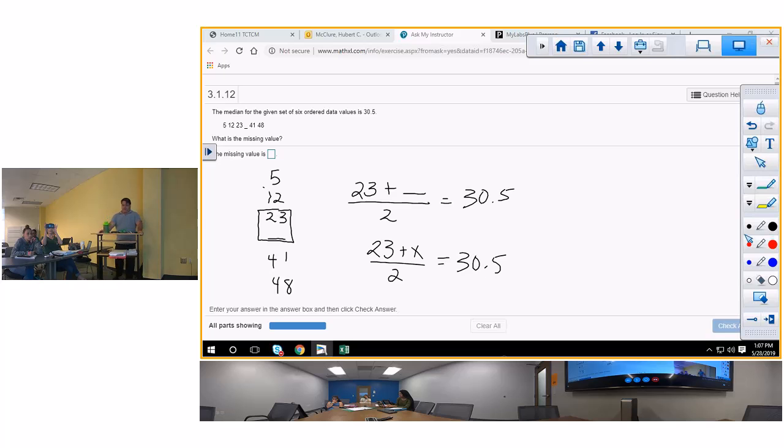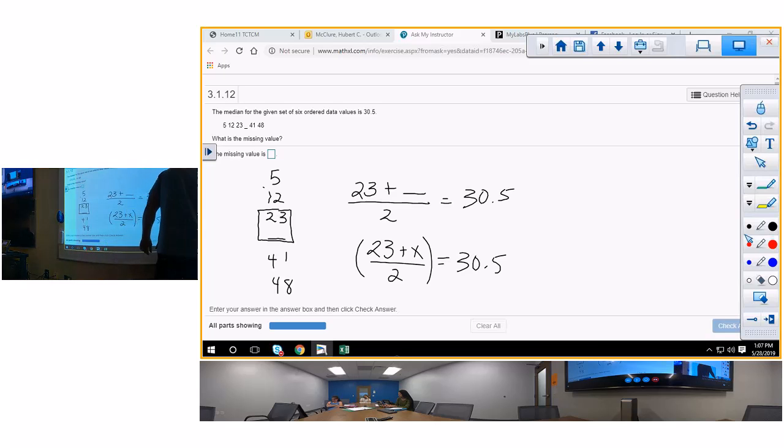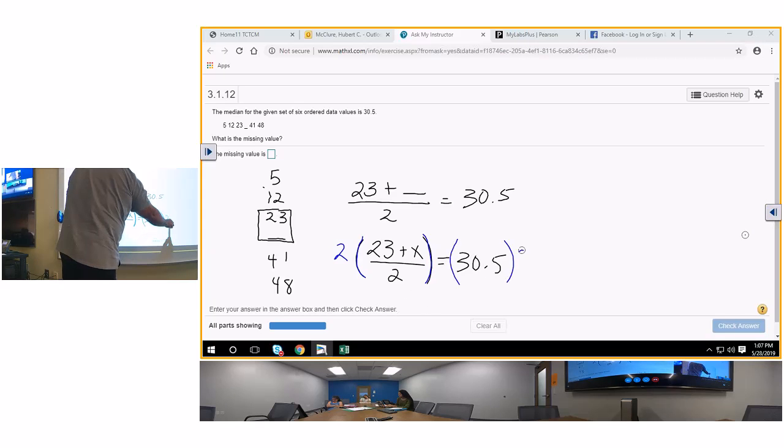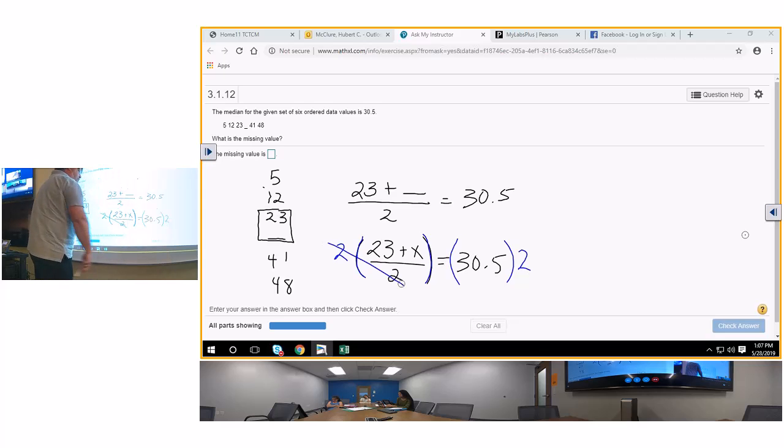So multiply both sides by 2. I'll tell you what, since I'm such a good teacher, I'll animate it for you. I'll make it blue. How about that? And if you do it on one side, do it on the other.